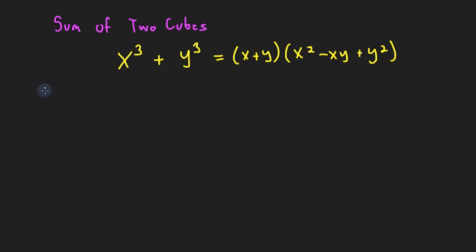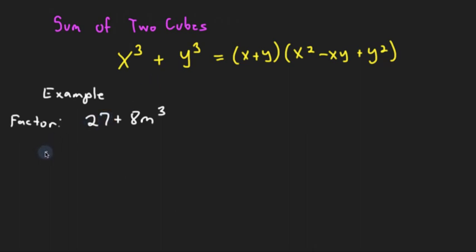Say, for example, I have 27 plus 8m cubed, and I want to factor it. Now, I would like to see if I can use the sum of two cubes, so if this binomial follows the pattern. It's a plus, so that's checked. All we need to do is to see if 27 and 8m cubed are perfect cubes.